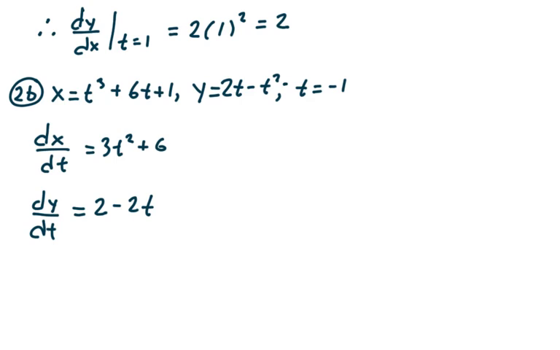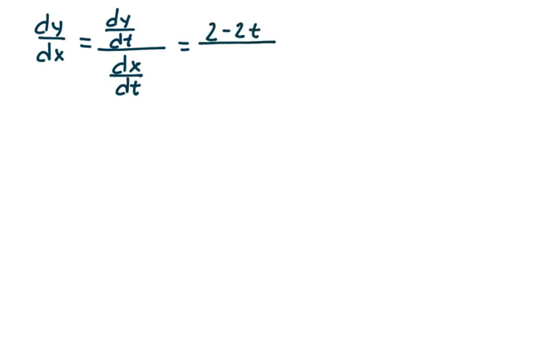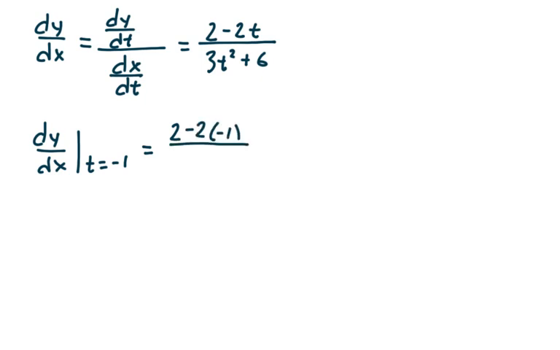Okay? And so that allows me to get dy/dx. dy/dx is dy/dt divided by dx/dt. But that equals 2 minus 2t divided by 3t squared plus 6. So dy/dx evaluated at t equals negative 1 is 2 minus 2 times negative 1, divided by 3 times negative 1 squared plus 6. But if we simplify, we get 4/9.